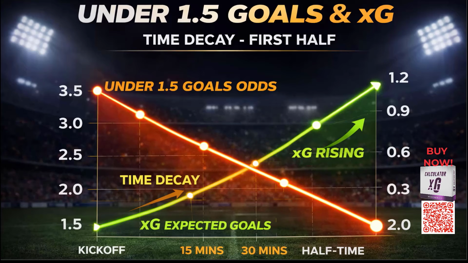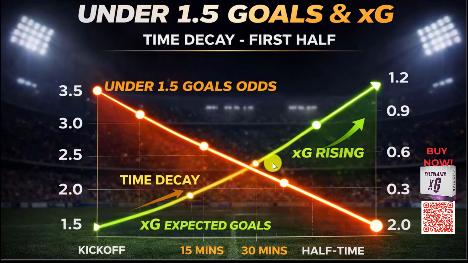So take a look at this graphic just to give you a rough idea on the combination of time decay alongside the rise in the XG pressure. So start of the match, the under 1.5 goals, in this example, it's at 3.5, but it can be higher, 4.5, 5.5, depending on the match. Now, at the start of the match, high under 1.5 goals price, very low XG pressure. Now, ideally what we're looking for is high XG pressure, low under 1.5 goals price.